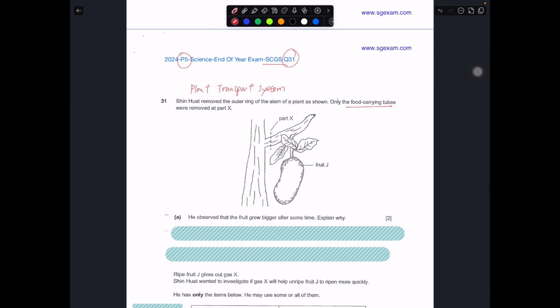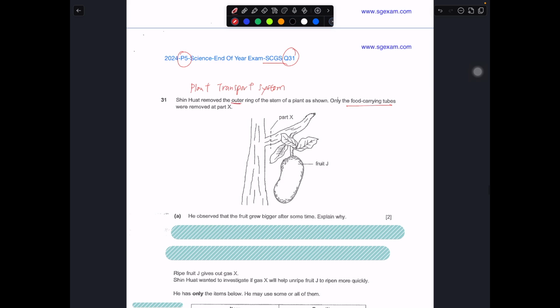So okay, we have seen what happens when we remove the outer ring of the stem as shown. Only the food carrying tube is being removed. The water carrying tube remains intact. Okay, let me draw this part.